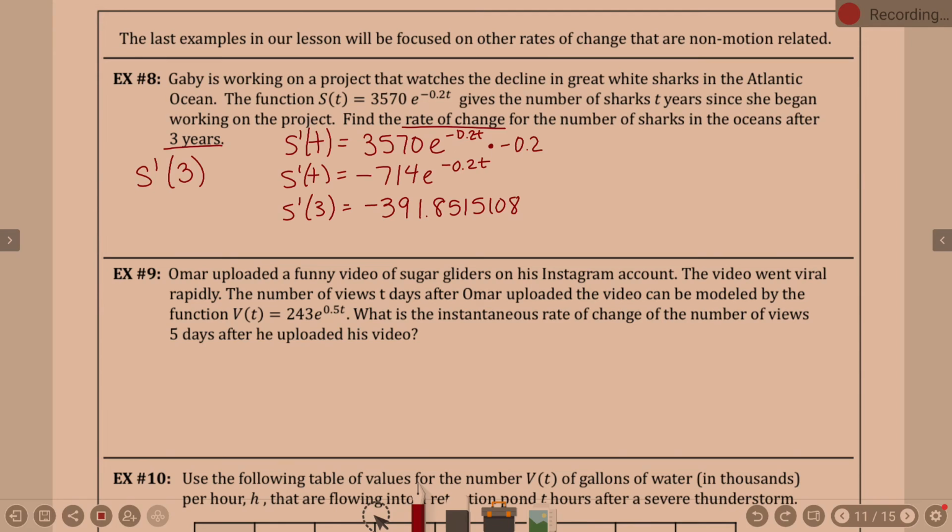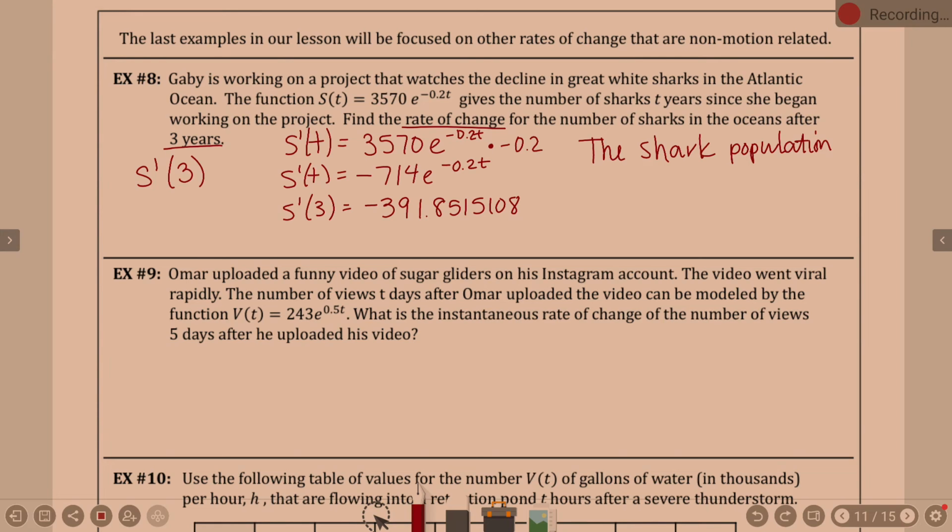Okay, so negative 391.851, something like that, right? What is this? It's the rate of change of the number of sharks in the ocean. So what can you say? The shark population is what? And why do we know it's decreasing? Okay, we got a negative rate of change, and so it is decreasing. The shark population is declining, is the word I used, at a rate of about, what is this rate?